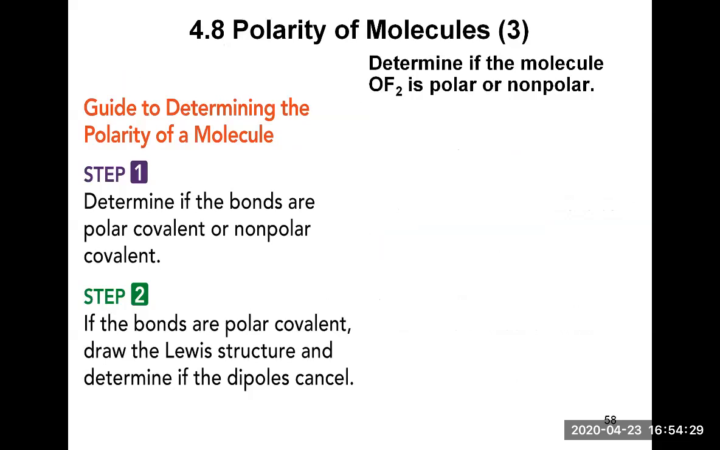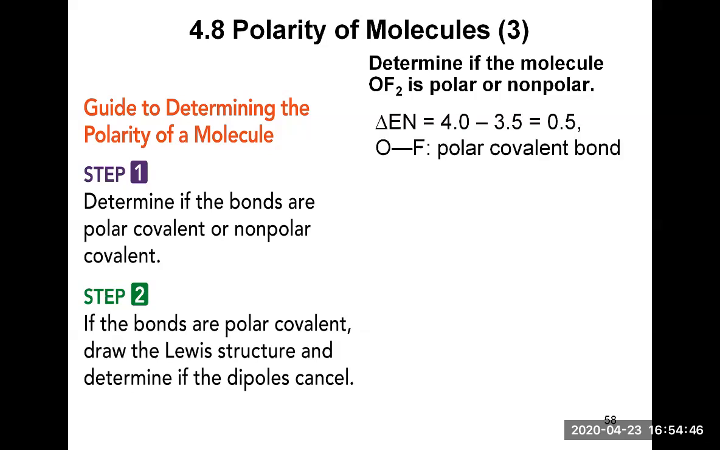In OF2, there is only one kind of bond that can be polar. It would be the OF bond. So you look at the electronegativity of oxygen, and it's 3.5, and the electronegativity of fluorine is 4.0. You calculate the electronegativity difference between 4.0 and 3.5, and that's a value of 0.5. According to the table on electronegativity difference and bond classification, a value of 0.5 is considered a polar covalent bond. So the OF bond is a polar covalent bond.